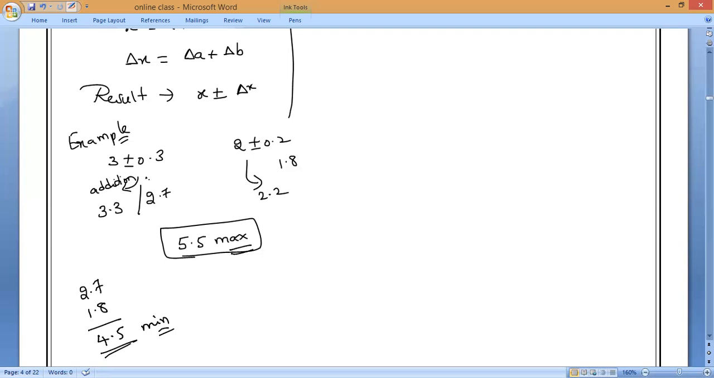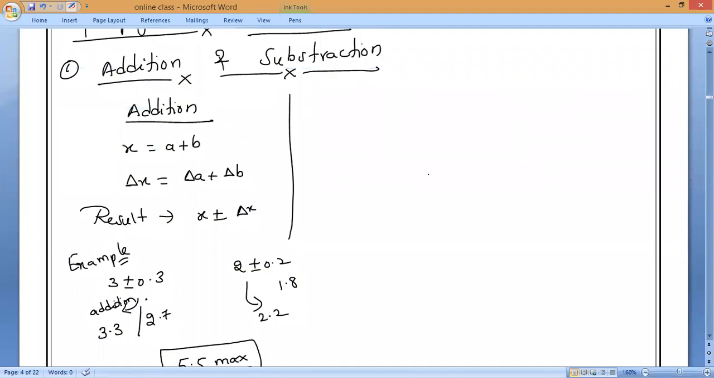So that is when we add two quantities. Next, coming to subtraction, be very careful. Addition means x equals a plus b. Subtraction means x equals a minus b. And for delta x, what will it become? Delta a minus delta b. Yes or no? But remember one thing.